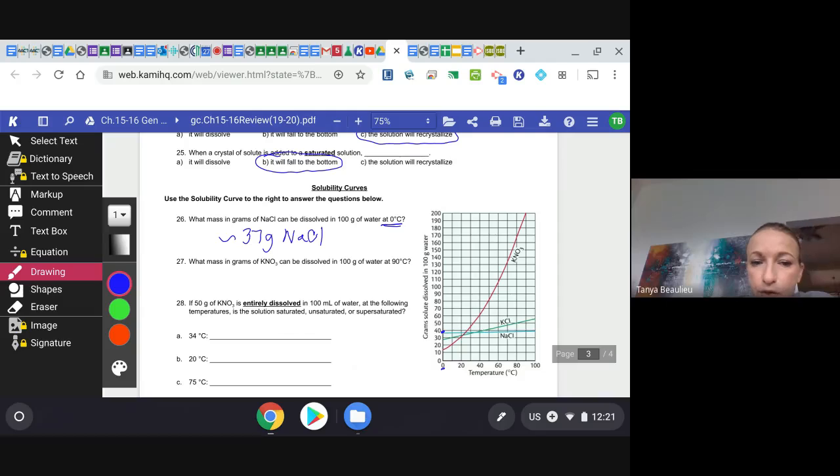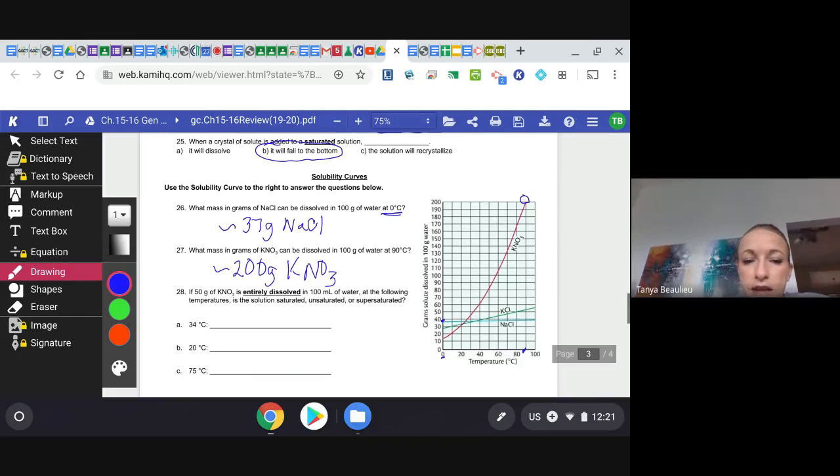Same thing then for number 27. What mass in grams of potassium nitrate can be dissolved in 100 grams of water at 90 degrees Celsius? So I go to the graph, find 90 degrees Celsius, which is right here. Go up and see where that intersects, and it intersects right there, which is at 200 grams. So at 90 degrees Celsius, you can hold approximately 200 grams of potassium nitrate.